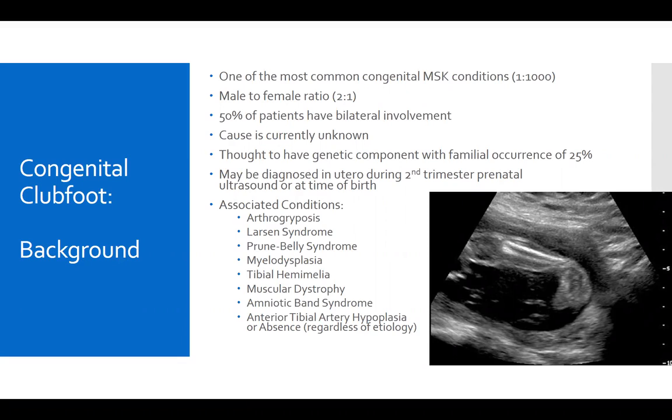And it may actually be diagnosed in utero, typically during the second trimester prenatal ultrasound, or at the time of birth. Some associated conditions, so there's actually quite a few, but some of the more common ones are things like arthrogryposis, myelodysplasia, tibial hemimelia, muscular dystrophy, amniotic band syndrome. And interestingly, quite a few of our clubfoot kids, regardless of the etiology, whether it's idiopathic or associated with a syndrome, have been found to have anterior tibial artery hypoplasia or absence.